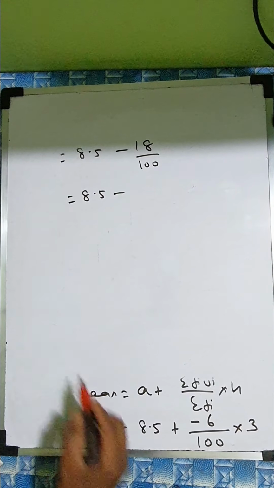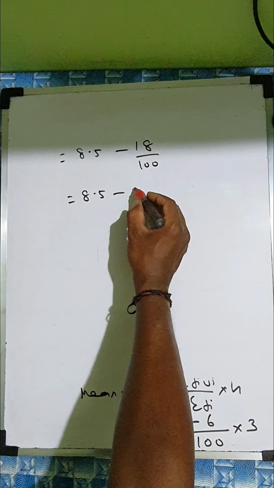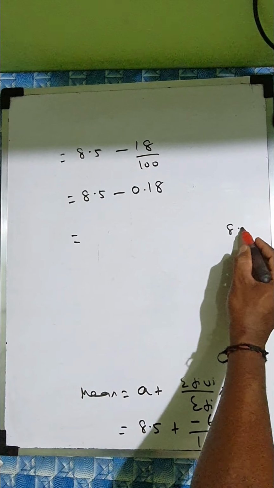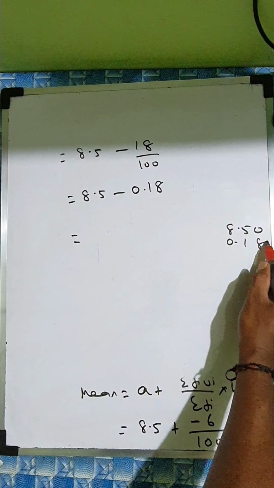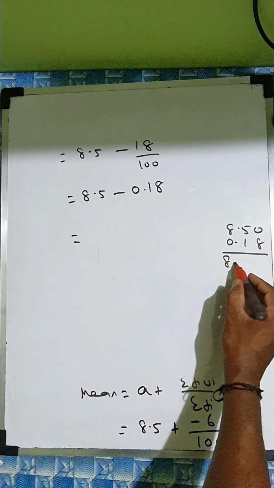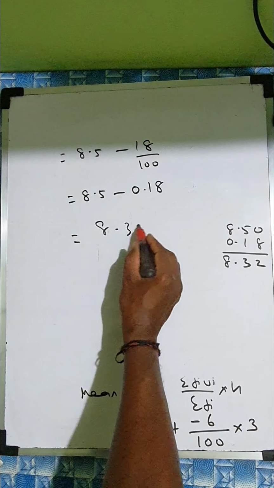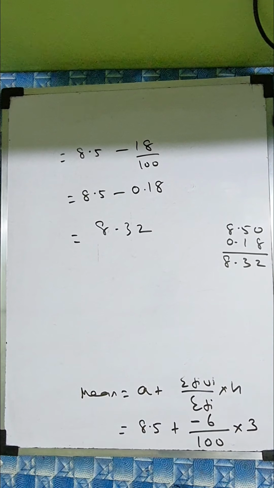8.5 minus 18 divided by 100, the point goes 2 places, so 0.18. If you subtract 0.18 from 8.50, how much do we get here? 8.32. So 8.32 is the mean. Now the last one we are going to find is the mode.